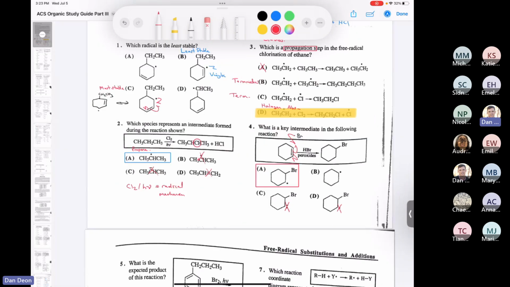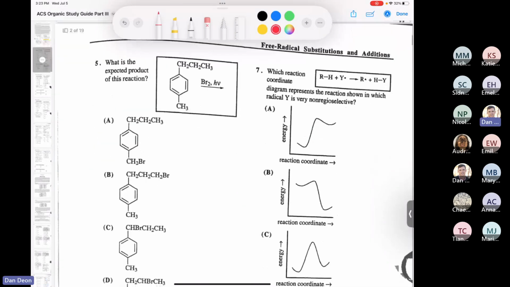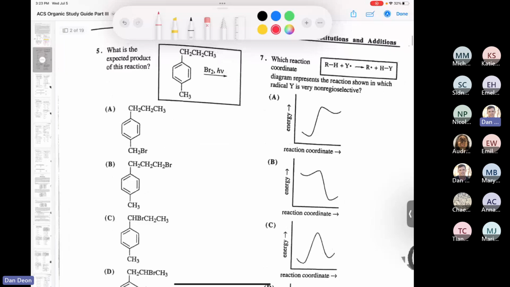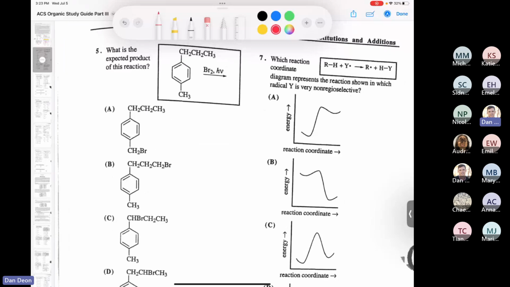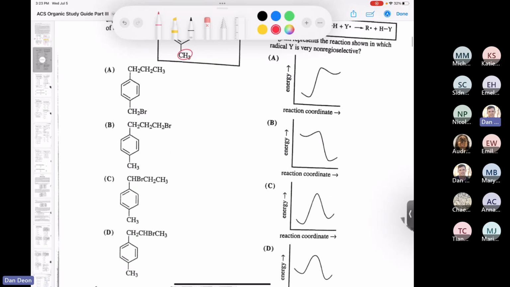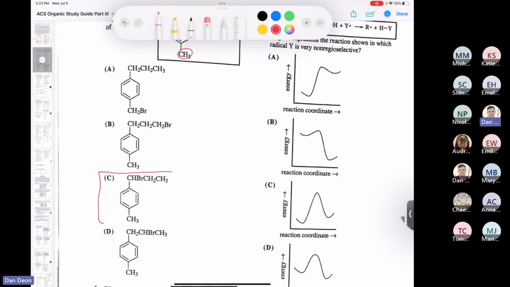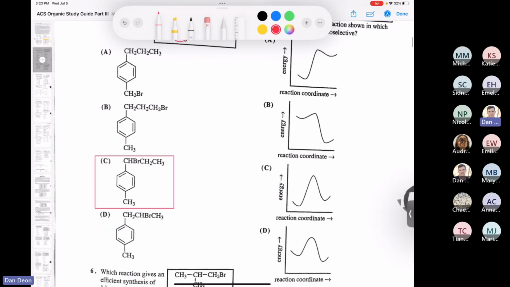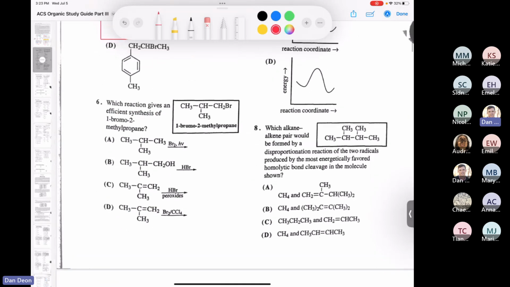So there we go. All right, let's move on to number 5. Number 5 is another one I think was on the quiz. So what's the expected product? Well, there's 2 benzylic positions on this molecule. You have a benzylic position here, and then you have a benzylic position here, but the one in blue is more substituted. So that's the one where the bromine is going to go. And so the answer would be C. So benzylic bromination, so I won't spend too much time on that one.